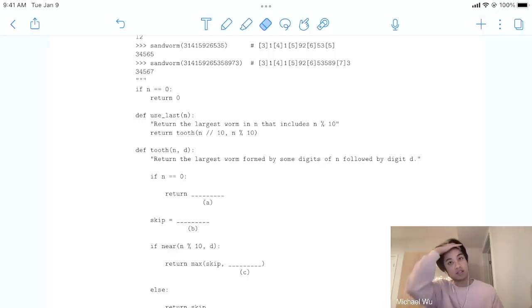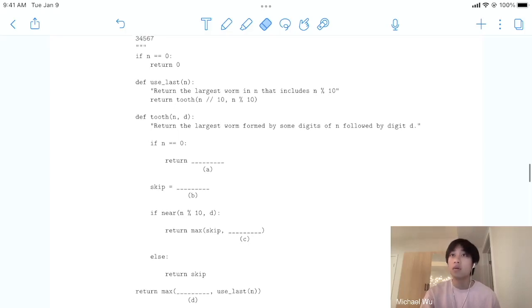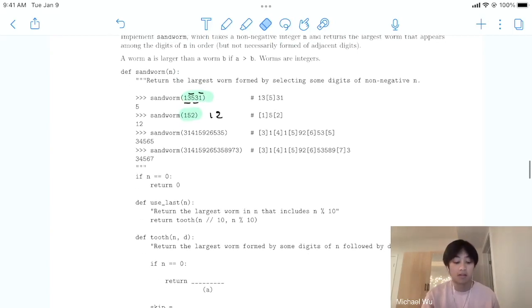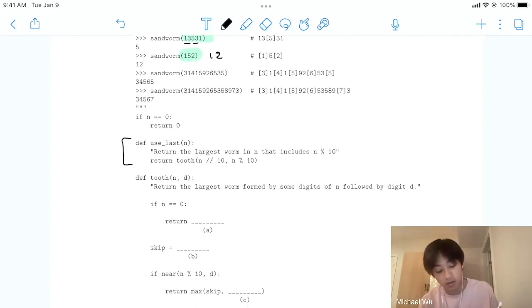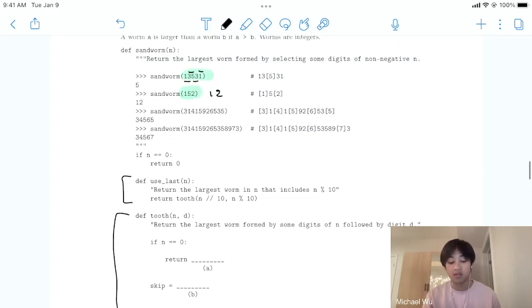So now that we have a sense of what the problem is asking, let's take a look at the skeleton. It seems like this is a more complicated example of recursion, because not only is it recursion, but we also have an instance of higher order functions. We're asked to implement sandworm, but sandworm actually has two other functions defined inside of it. One of them is already implemented for us, and another is something that we will have to implement ourselves, which is tooth. For now, let's disregard what's going on inside these nested functions, and just look at what sandworm does by itself.